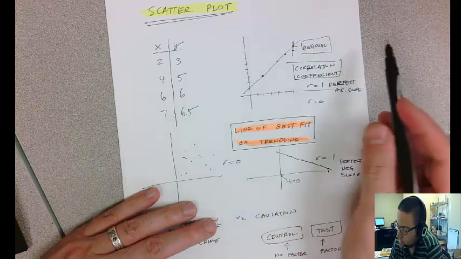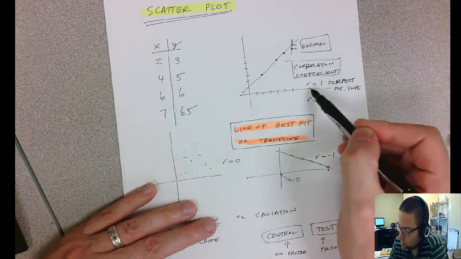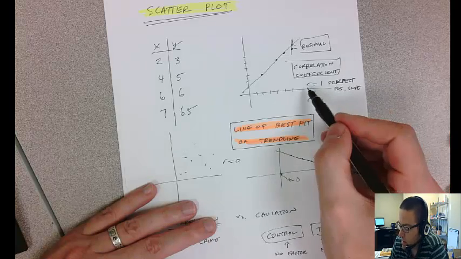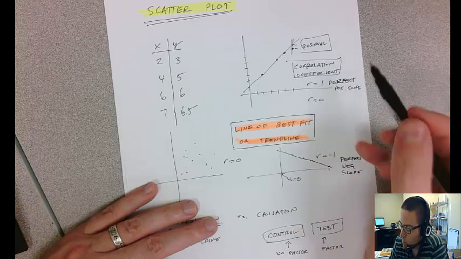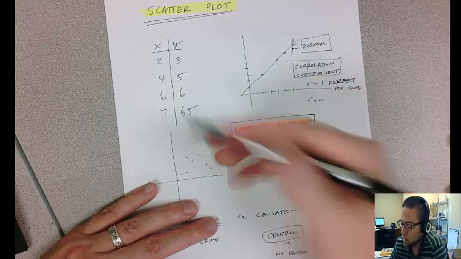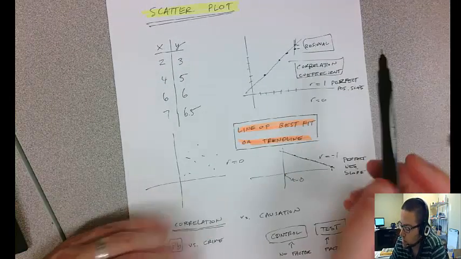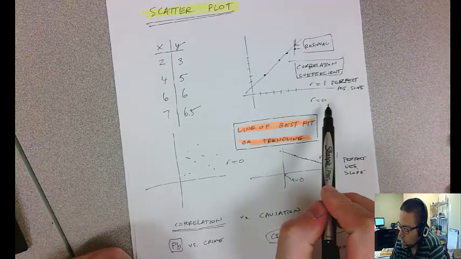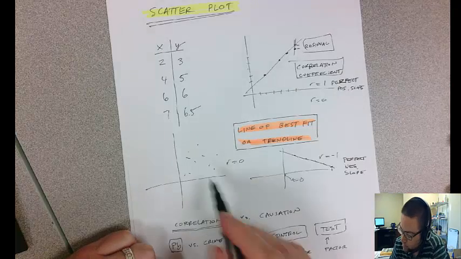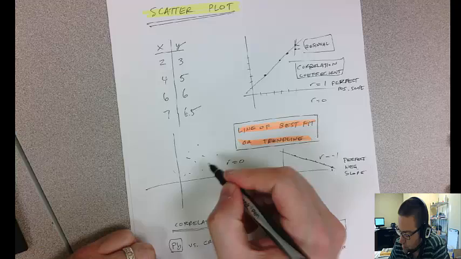The correlation coefficient is typically the variable r, and r represents, if it's a 1, it means it's a perfect line, that all the points in our data set actually fall in the line. So this would not be an r of 1, but pretty close. If it's an r of 0, then it's not correlated at all. A scatter plot looks something like this.